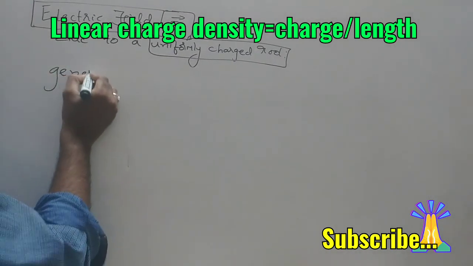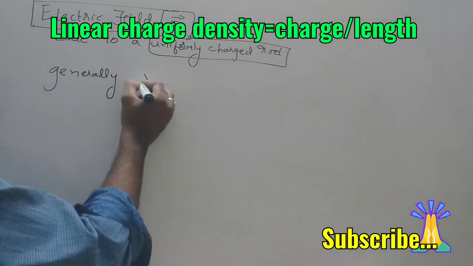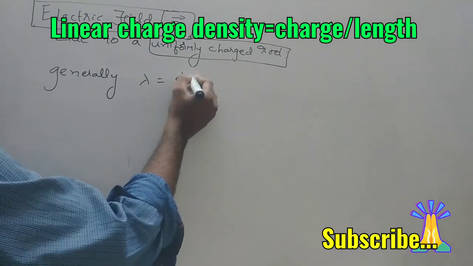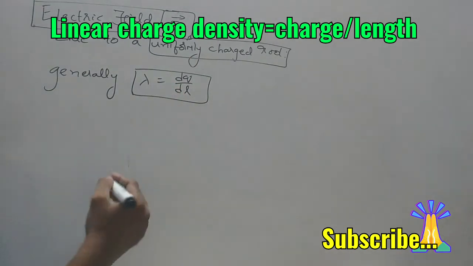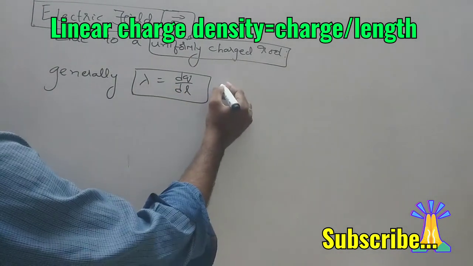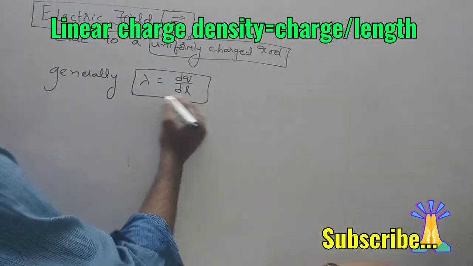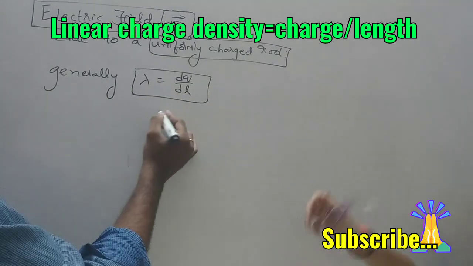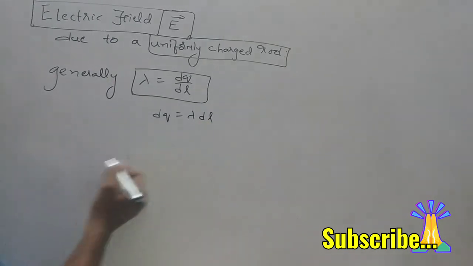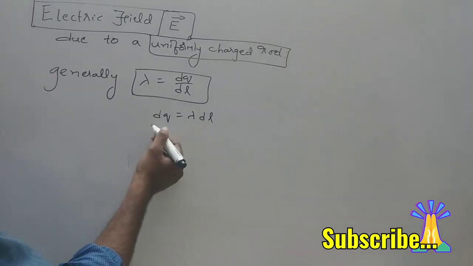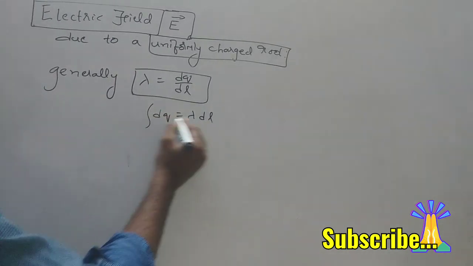Generally, linear charge density lambda is written with the general formula dq by dl. This is for a non-uniformly charged rod, or you can say it is the general formula. Then dq is equal to lambda into dl, and in order to find the total charge, we have to integrate this expression.